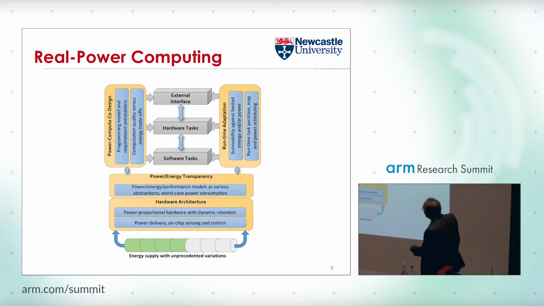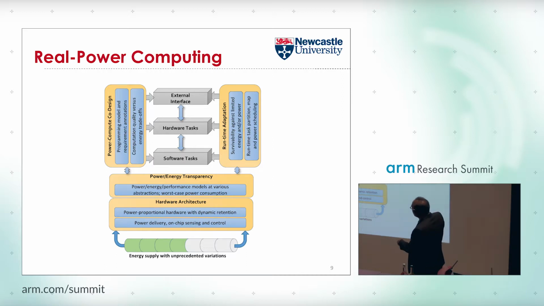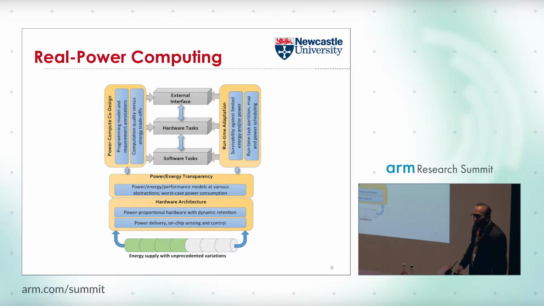So if you have a sort of unknown power supply, for example, some scavenging sources, what you need, as I said, is some capability of doing elastic computing or power proportional computing. Depending on the different levels of power, we have to make sure that we still compute with the same capability. And of course, we need on-chip power delivery and sensing and control technologies. And that will only be possible by having some kind of impedance matching kind of models, which is what I call power energy transparency.